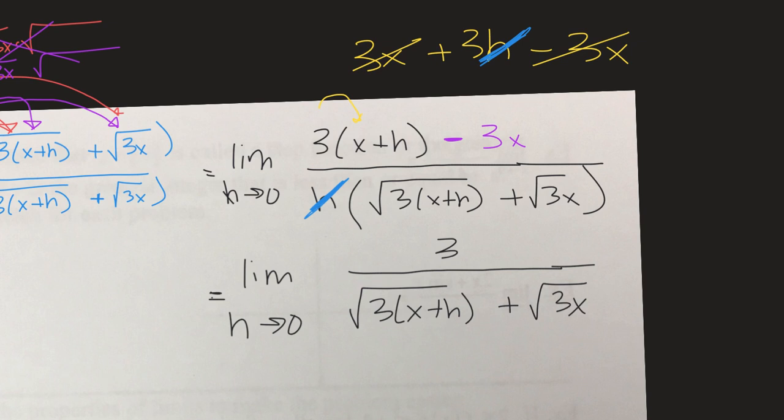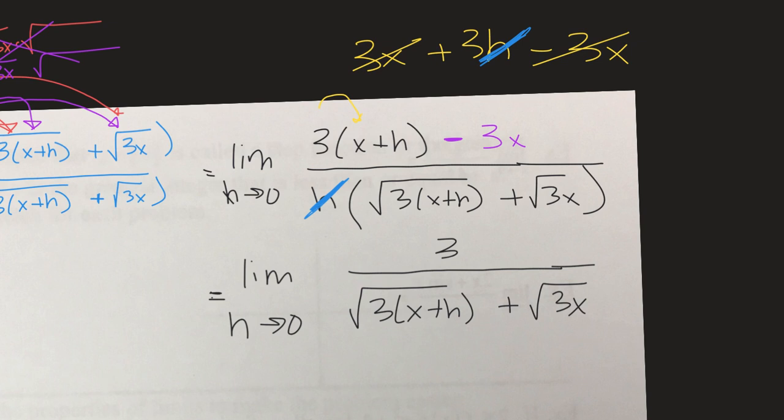So this is our simplified expression. We have just a 3 on top. Everything else canceled out. The h divided by the h and the 3x's subtracted each other. So we just have a 3 in the numerator. And then in the denominator, we have the square roots plus another square root.